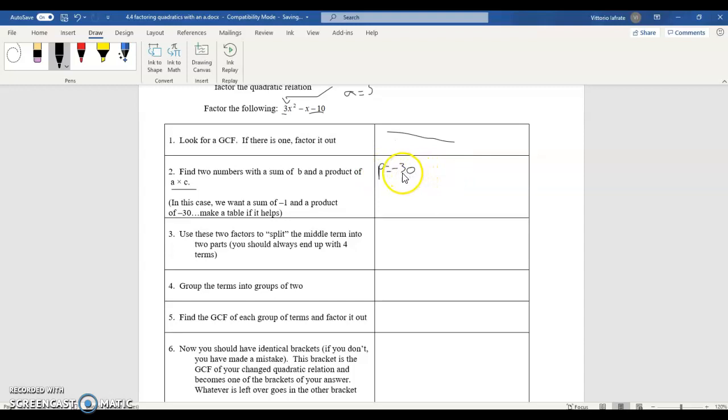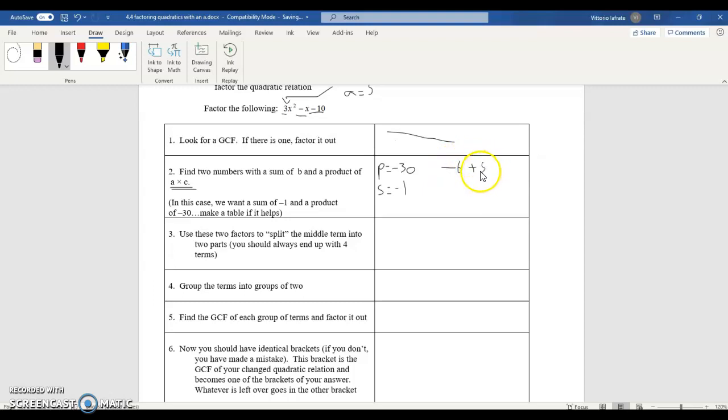Two numbers multiplied together give you negative 30. And their sum, when you add them together, is still going to be b, which is in this case negative 1. So the main difference here is that instead of the product being c, the product is a times c. So two numbers that, when you multiply them together, give you negative 30, and when you add them together, give you negative 1. Those two numbers seem to be negative 6 and positive 5. Let's see if that's true.